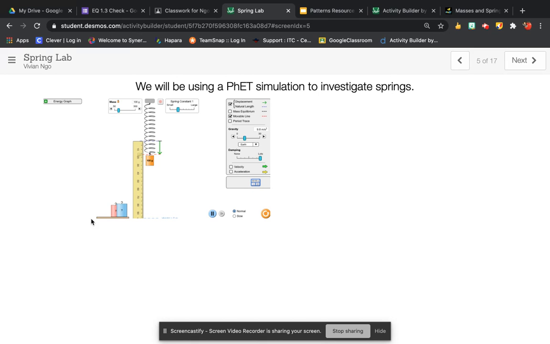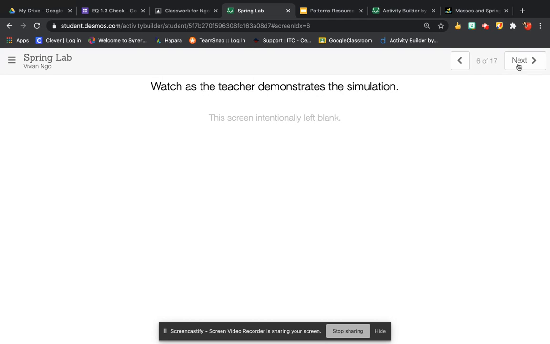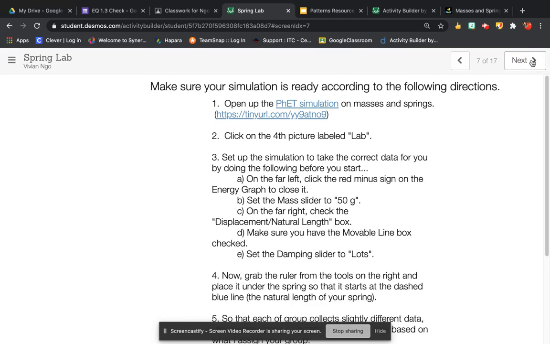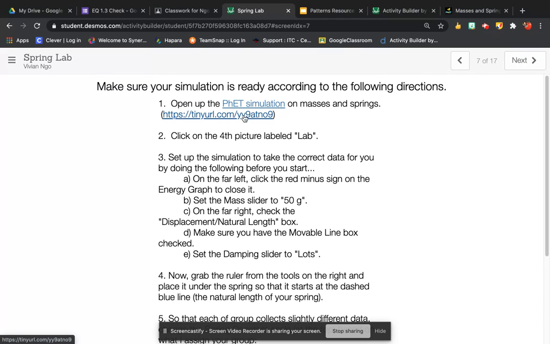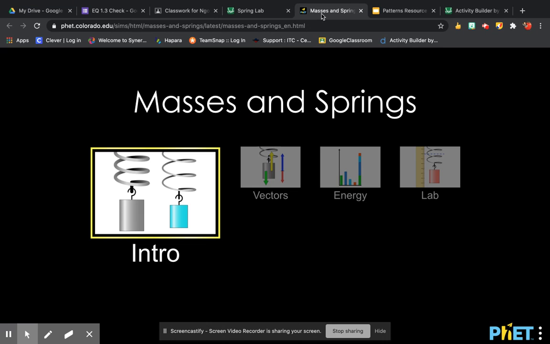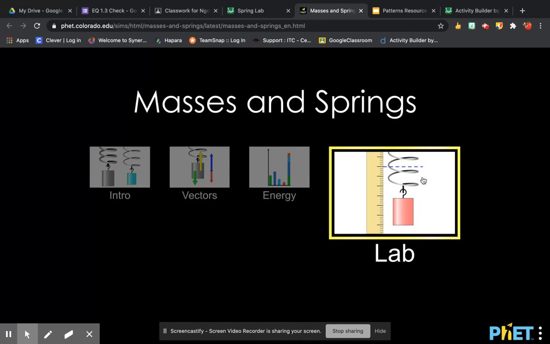So we are going to be using an online simulation to complete this activity or lab because we can't do this in person. So watch as the teacher demonstrates the simulation, which is what I will do right now. So you're gonna click and open this, and it says click on the fourth pictured lab. So I already have this loaded. 1, 2, 3, 4 lab. I'm going to click that.